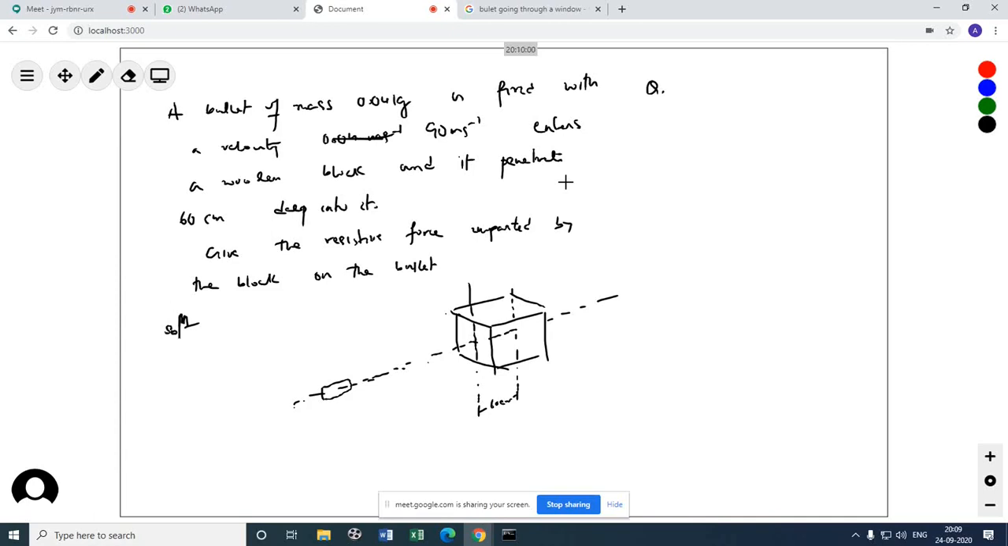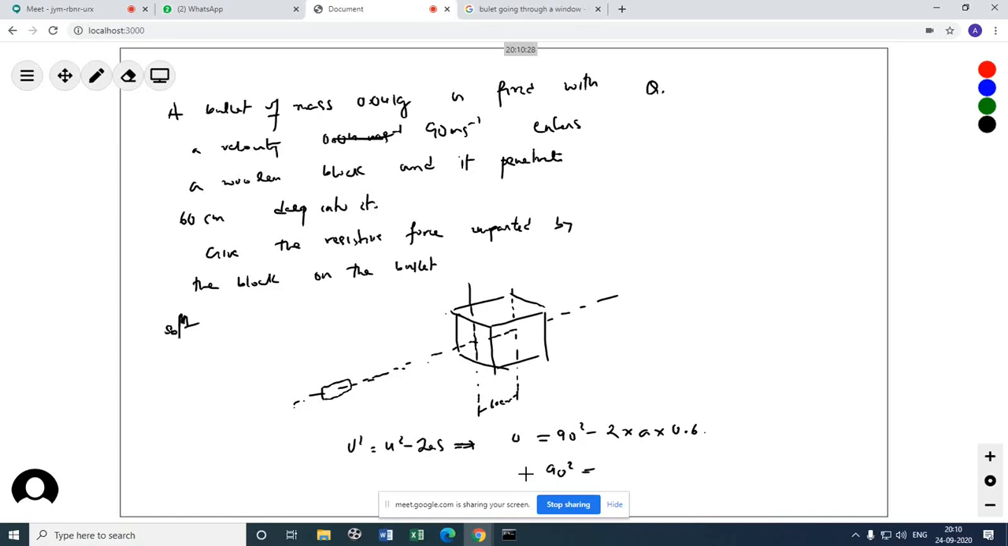You need to find the retardation. Just use v square equals u square minus 2as. u is how much? 90. So 0 equals 90 square minus 2 into a into distance, which is 0.06. Solve it from here, tell me.